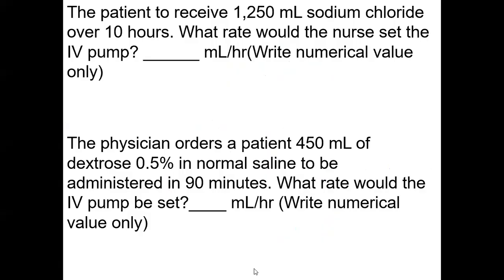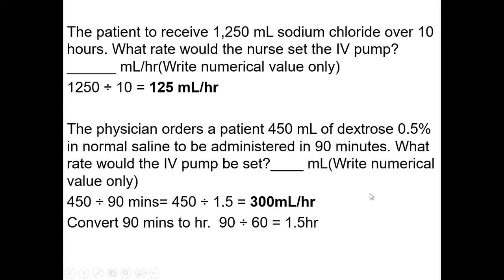Now, if we go to our next page, our answers should be there. Okay. For the first one, we got 125 an hour, and the second one, we got 300 mLs per hour. And again, it's all written out for you.